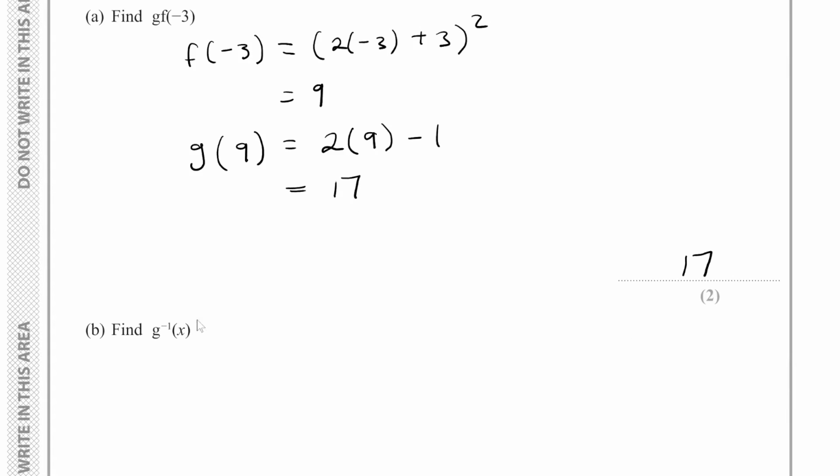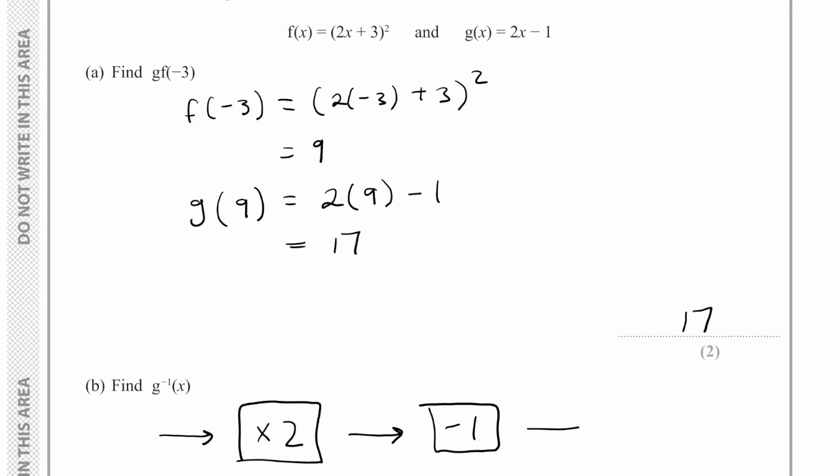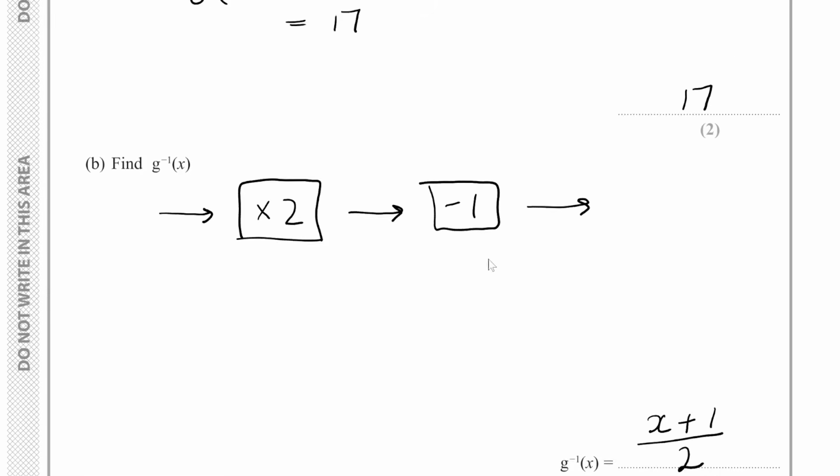Find the inverse function of g, the opposite function of g. So our g function, I'm just going to write this out as a function machine. You put in x, you multiply it by 2, and then you take away 1. The opposite function to that would be going backwards. So you would add 1 and then divide by 2. So it's x plus 1 divided by 2.